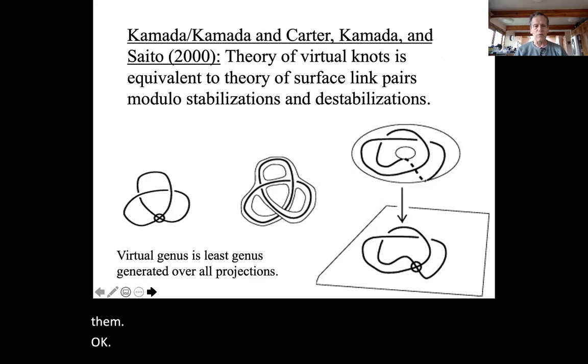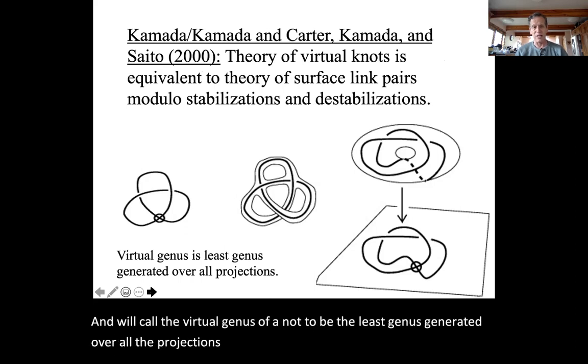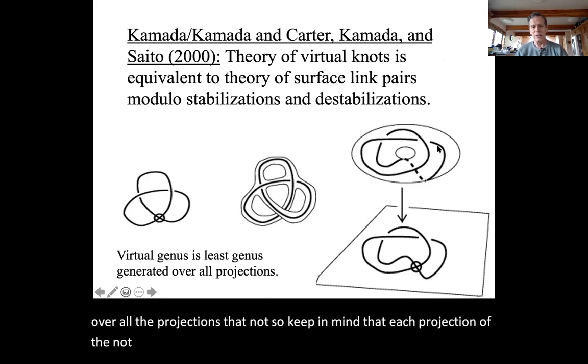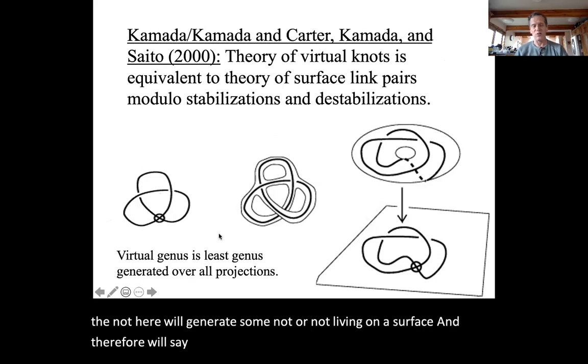And we'll call the virtual genus of a knot the least genus generated over all the projections of that knot. So keep in mind that each projection of the knot here will generate some knot living on a surface, and therefore we'll say the virtual genus is the least genus for any projection of that knot.